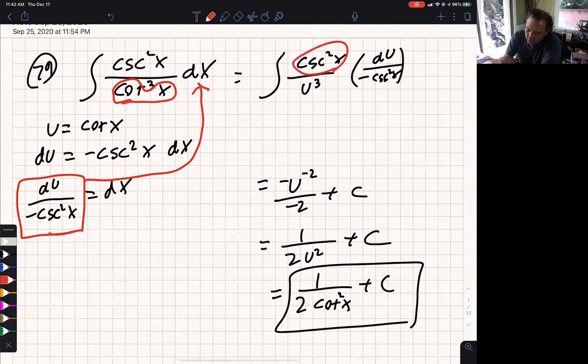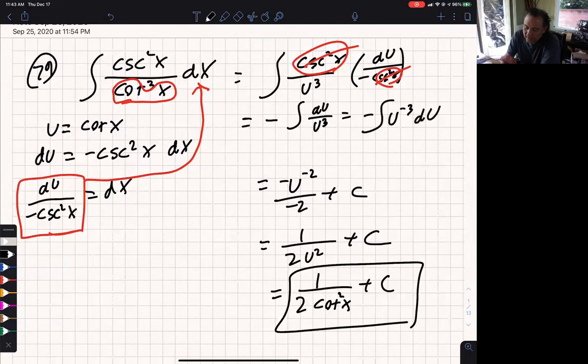And then you'll notice those will cancel. And I end up with a negative. See, there's a negative there. So I pulled it out in front. Negative du over u cubed, which now could be written as negative u to the negative 3 power du. And then everything else is the same. That's the antiderivative, and I work my way down, and I get the exact same answer. So two different ways. Whatever's more comfortable with you, you can choose that method. That is number 79.